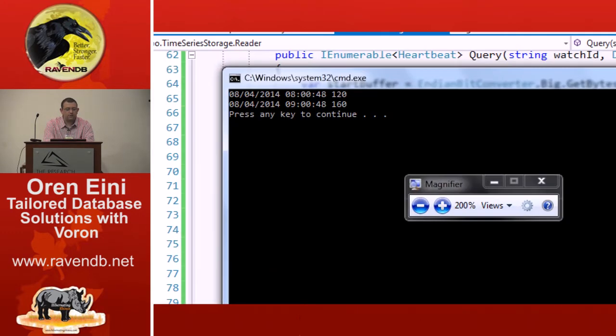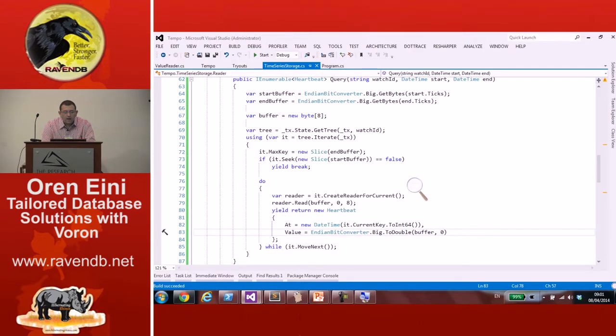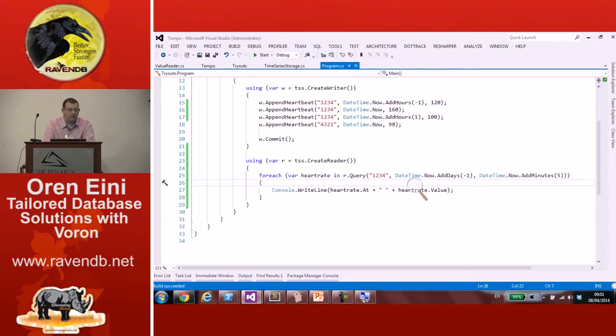Wait. So how much time? 19 minutes, okay? And we have a time series database. Now, here's a question. How fast can we push data in? Anyone wants to take a guess? I have absolutely no idea.